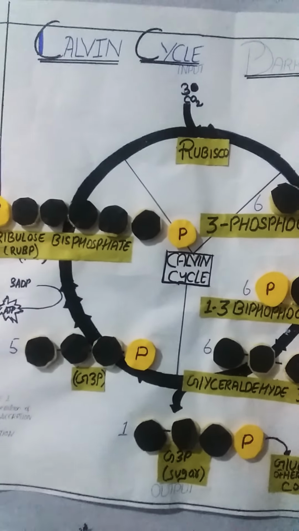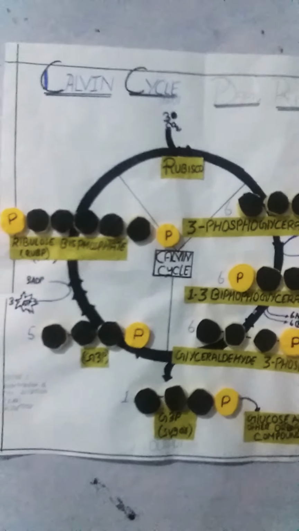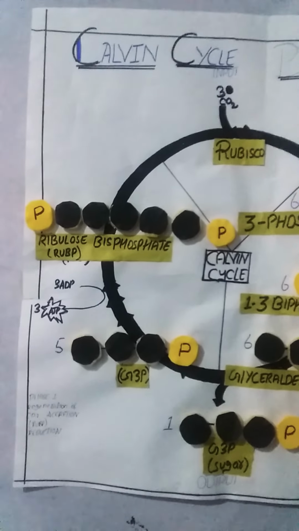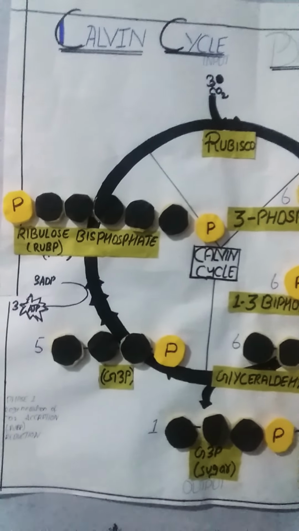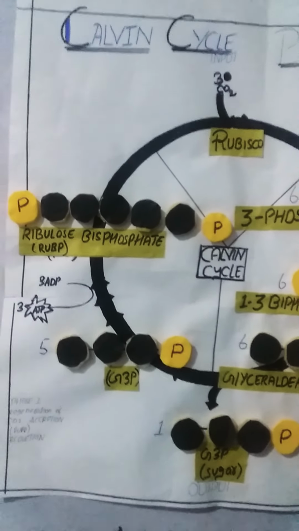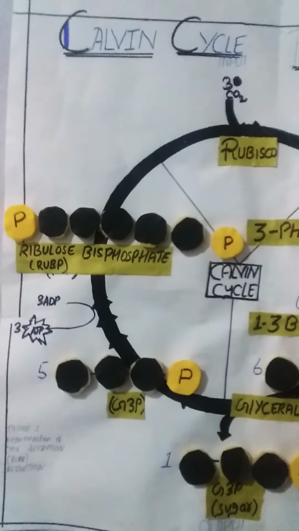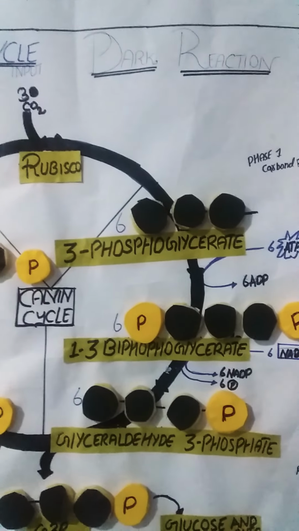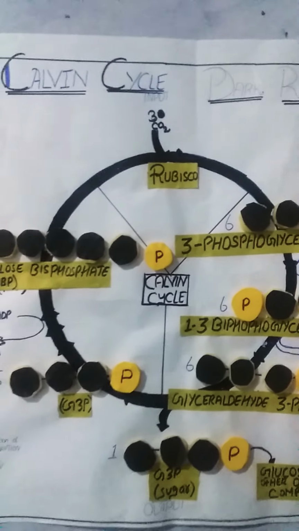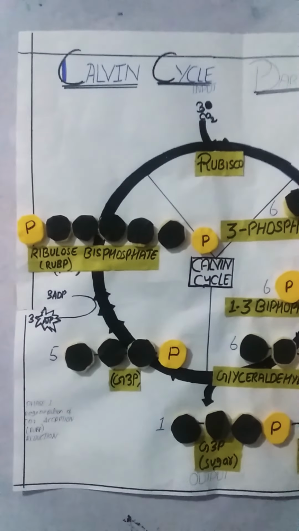Shatin Sawati is here from Biosciences, and today I am here with the best science art of the day, created by my student. This is the Calvin cycle, which is also known as the dark reaction, a light independent reaction, which is the second step of the mechanism of photosynthesis.